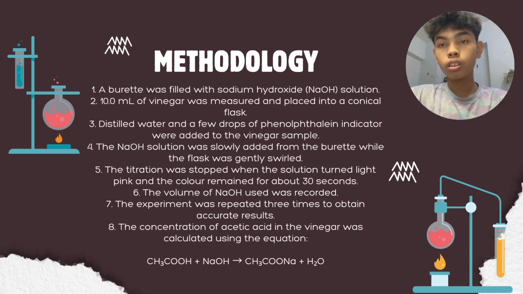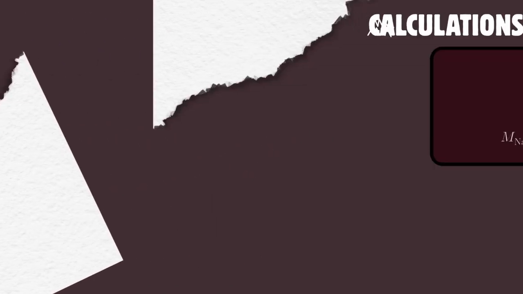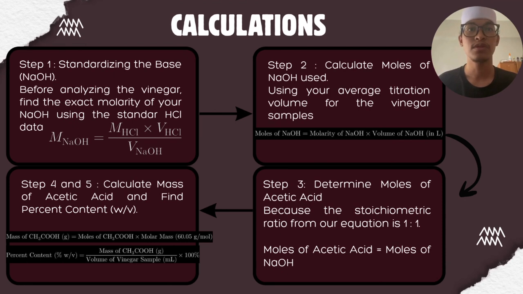Concentration of acetic acid in the vinegar was calculated using the equation CH3COOH plus NaOH equal to CH3COONa plus H2O. Now let's transition to the calculation slide to see how we transform our data through a 5-step calculation. Step 1 is standardization. Before we analyze the vinegar, we have to find the exact molarity of our sodium hydroxide base using the standard acid hydrochloric acid data via the formula as shown in the slide.